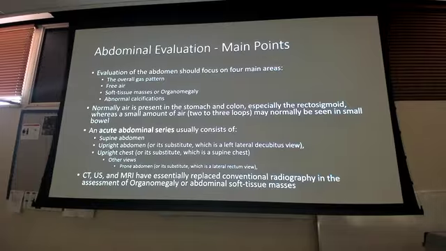Should there be air in the abdomen? That was a real question. Yes. Where should it be confined to? Yeah, the GI tract, right? Stomach and intestines. It shouldn't be anywhere else. It should be within the stomach and the intestines.